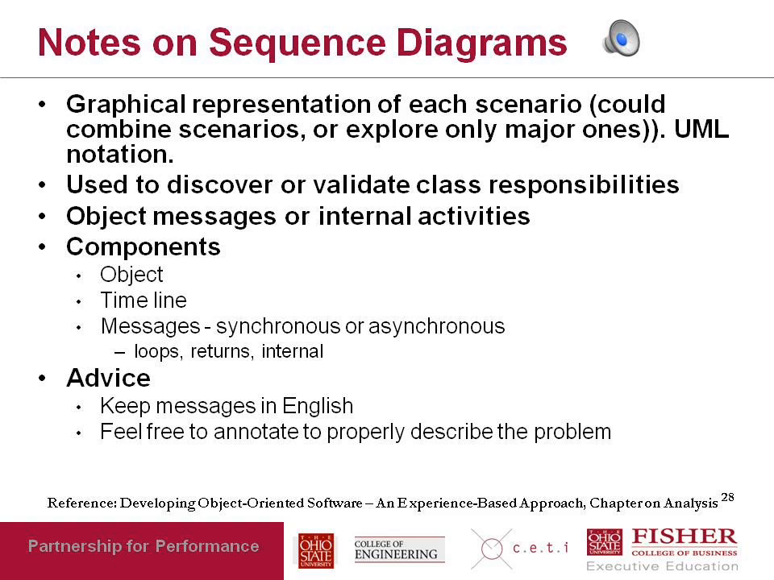And you've seen an example of a sequence diagram before. So you know what the components are: the object, the timeline, the messages, loops, returns, internal, and so on. Keep in mind that when doing analysis, don't get into details such as types of parameters, or data types of parameters, or even writing the messages as function calls. Just keep the messages in English. Feel free to annotate. Stay at user observable behavior, etc.